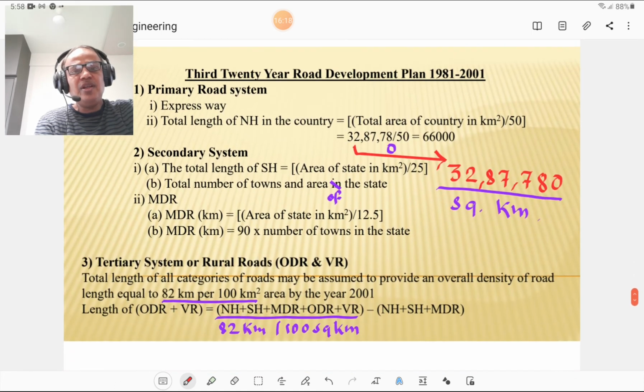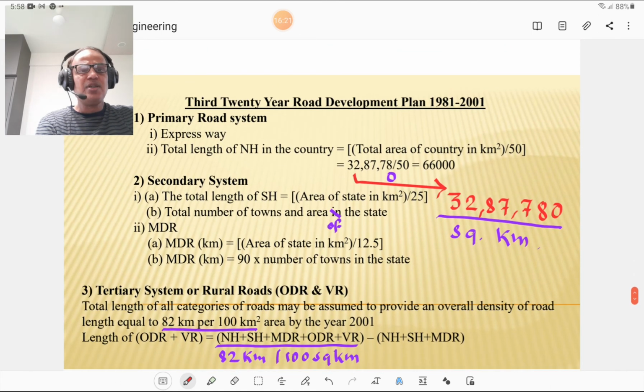Then we will discuss the last and important third 20-year road development plan from 1981 to 2001. First, primary road system is considered. It consists of expressways and national highways, and the total length of national highways in the country is calculated as the total area of country in kilometer square divided by 50. So India having 32,87,780 square kilometer total area, and divided by 50 we will get around 66,000 kilometer length for the national highways.